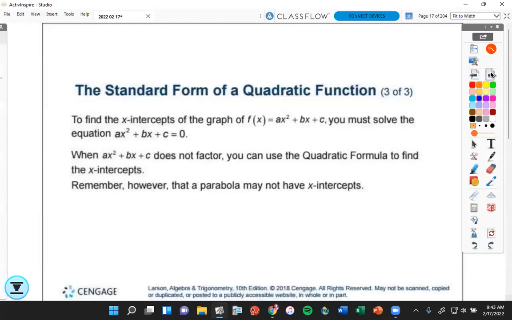How do you find x-intercepts? To find the x-intercept, y equals 0, right? So if you set y equal to 0, you can do things like the quadratic formula, factoring, completing the square, so many different ways of finding the x-intercepts.